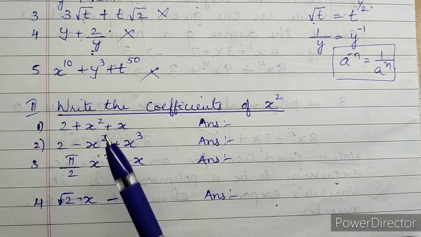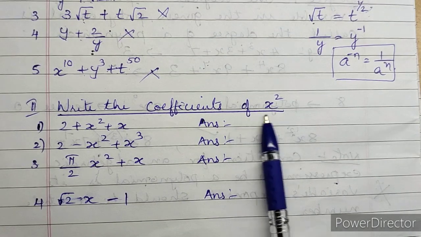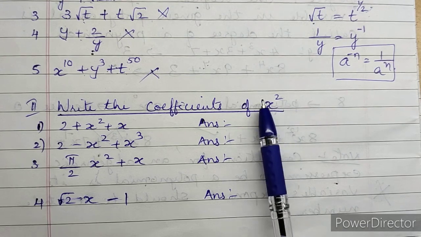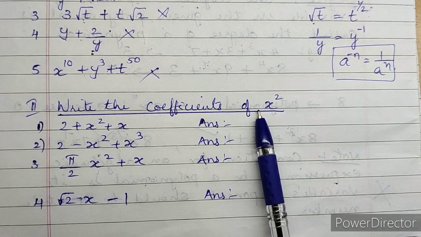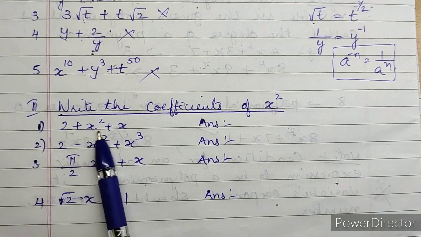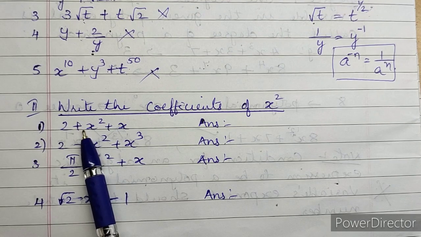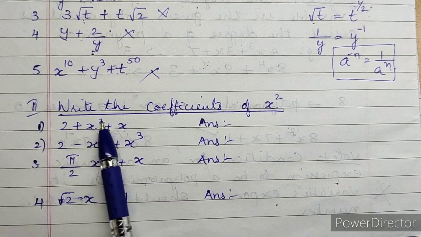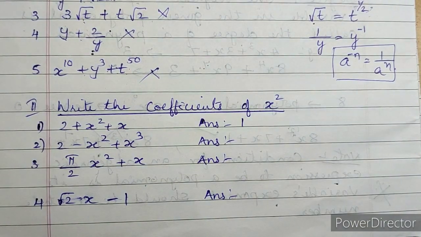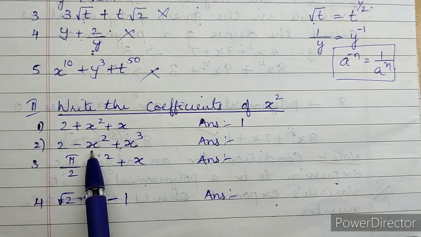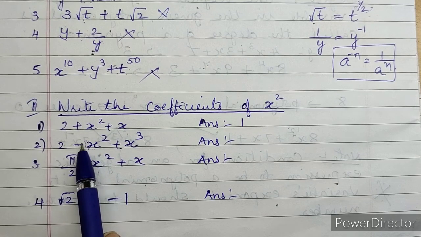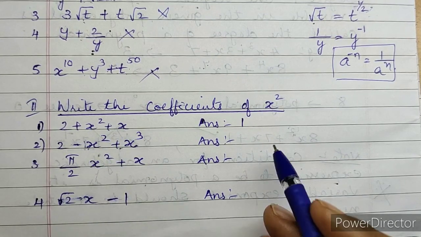Second question, write the coefficient of x square. Only x square's coefficient you have to write. As I told you before, just before x square, whichever number comes, that is called the coefficient of x square. So first one, 2 plus x square plus x. So this is the x square term. Just before that, no number means 1 is the answer. So it is actually 1x square. So the coefficient of x square is 1. Next, 2 minus x square plus x cube. So this is the x square term. This is minus 1, the number is not there, so 1 only. So the coefficient of x square is minus 1.